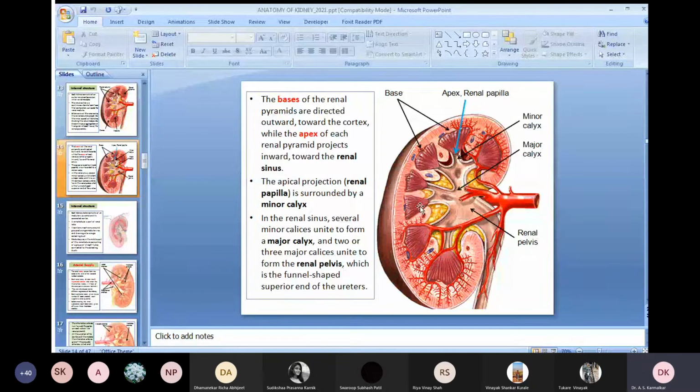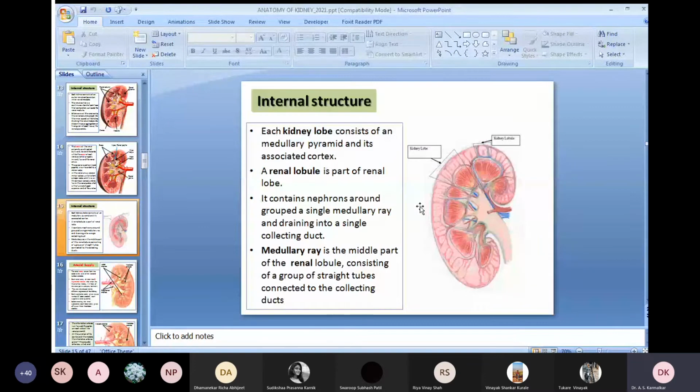Now, what is the lobe of the kidney? What is the lobule of the kidney? It is called kidney lobe or renal lobe, renal lobule. So the lobe consists of the medullary pyramid and its associated cortex. So this part, you can see it is marked here. We are talking about the lobe, not the cortex and the medulla.